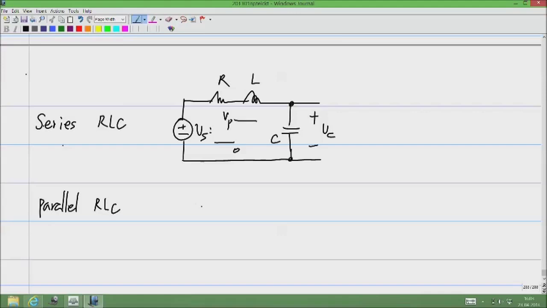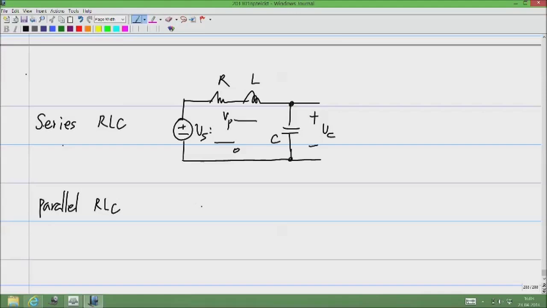If this is the differential equation, a2 being the coefficient of the second derivative, a1 the first derivative, and 1 is the coefficient of Vc, this is important, then the characteristic equation of this is of this form. You have to normalize this to 1, that is important, that is the way we have done it.